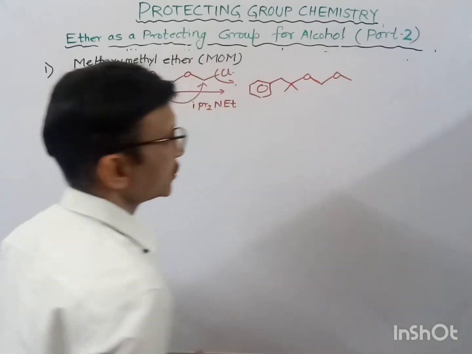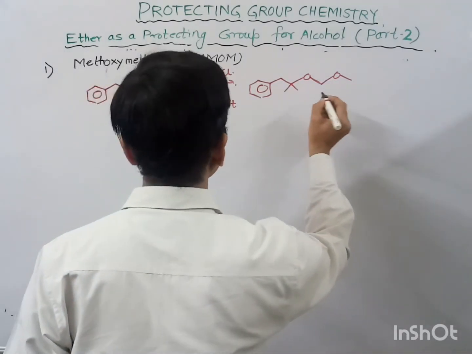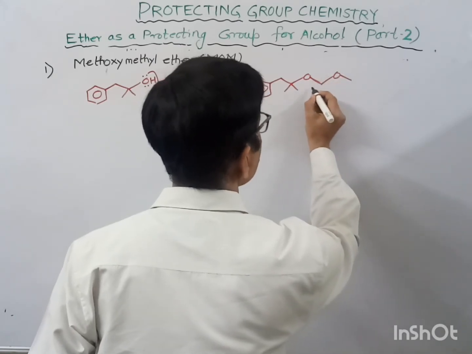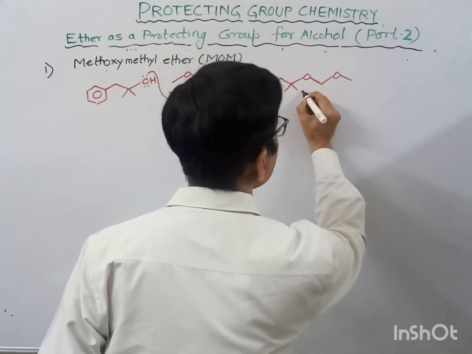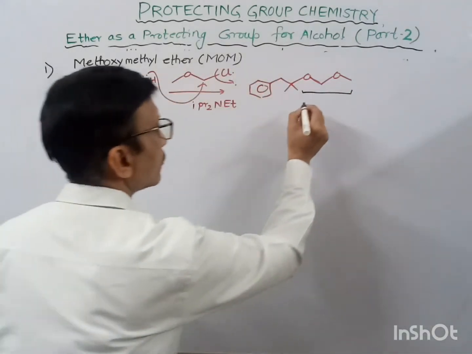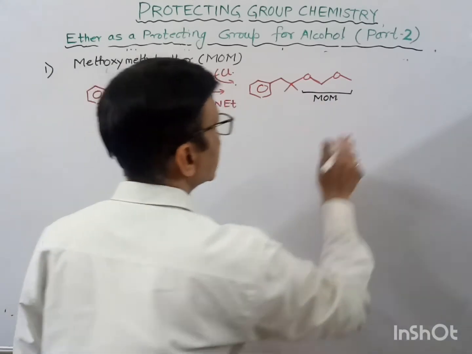Okay, so this is MOM ether, and this part is methoxy methyl. This is methoxy methyl ether, this is the MOM. Methoxy methyl ether, this is MOM. Now this can be deprotected.